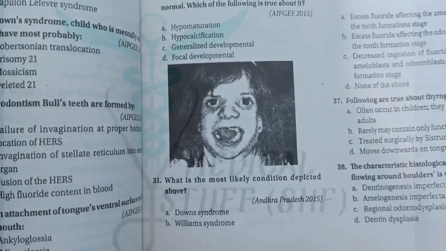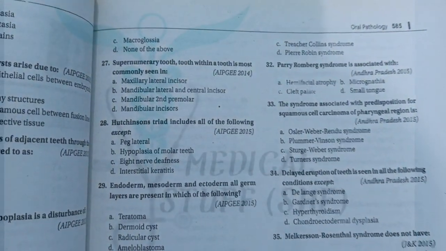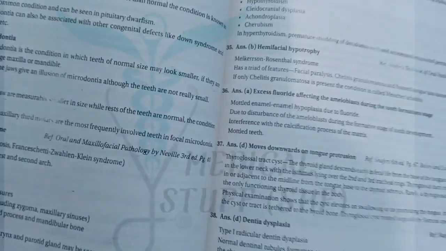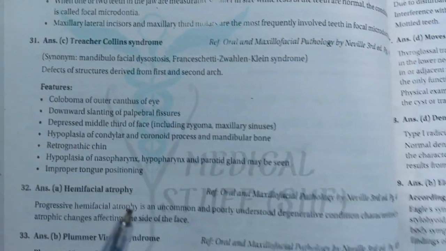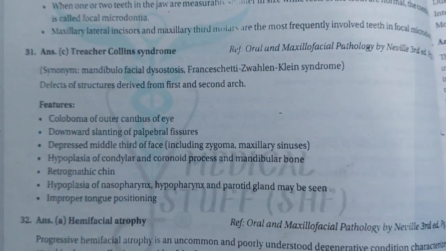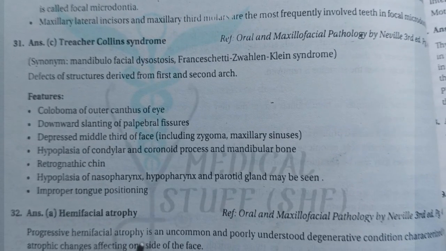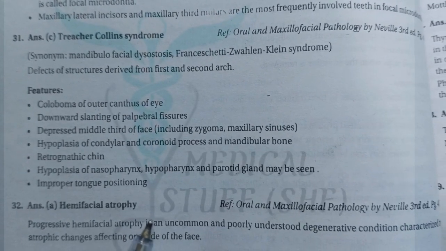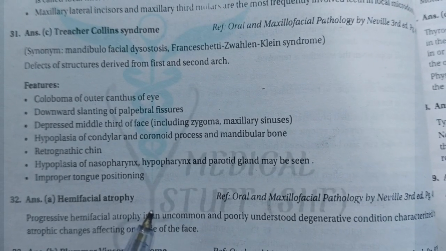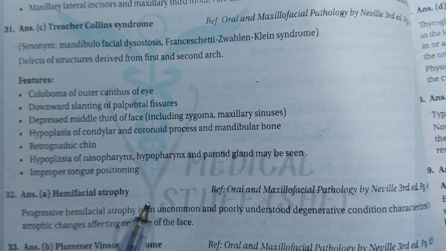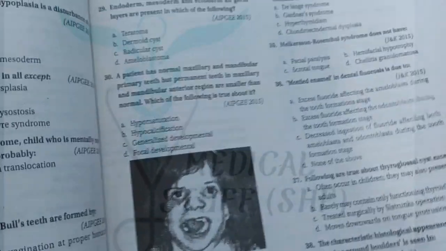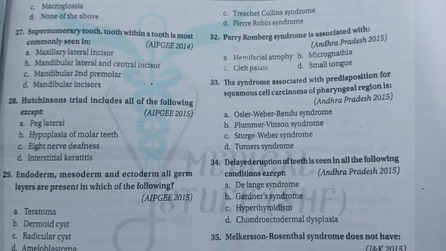Then the next question is: what is the most likely condition depicted above? The answer is Treacher Collins syndrome. You can see its features too. We also call it mandibulofacial dysostosis. Then the next question is: Parry-Romberg syndrome is associated with. The answer is hemifacial atrophy.